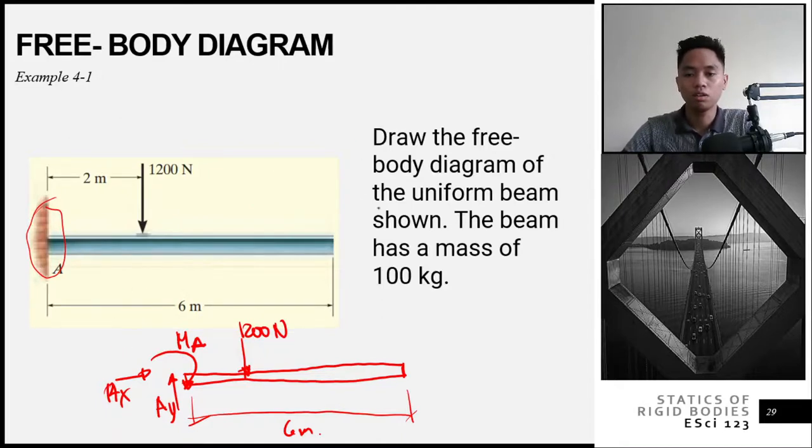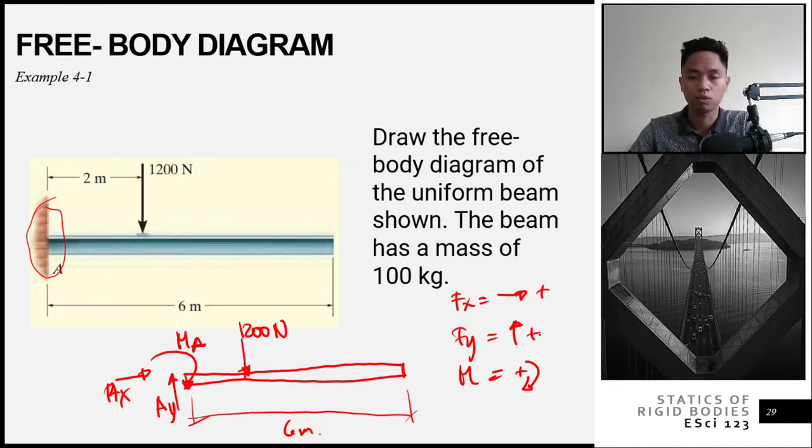Alright? Then, always consider the sign convention. We will discuss that later in the next discussion. For AX, for horizontal, we need to assume that horizontal forces are to the right. For the vertical forces, upward. Then for moment, that should be clockwise. This is positive, this is positive. So keep those in mind if you are going to draw your free body diagrams.